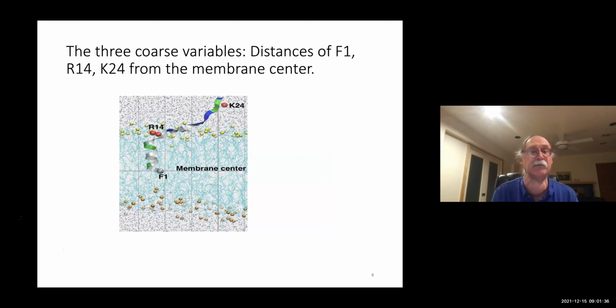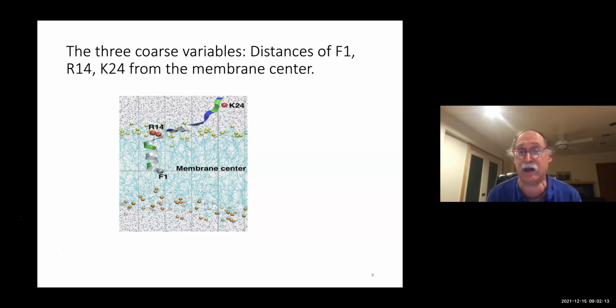So the coarse variables that we settle on are essentially three distances to the membrane center. This is the distance of the leading amino acid, phenylalanine number 1, to the center, and arginine 14, which is at the end of the hydrophobic helix that we see in here. The peptide does not have structure in aqueous solution, but once it goes into the membrane, at least half of it adopts a well-defined helical structure that we see also in here. And K24 is at the other end, at the C-terminal. So we have three distances, and they are sufficient for the calculation we have done.